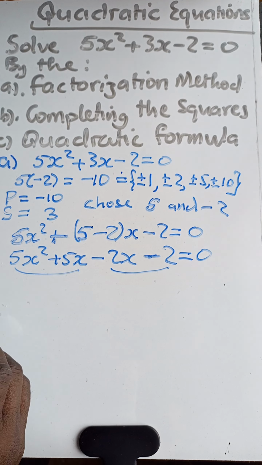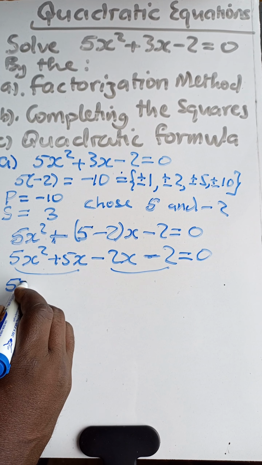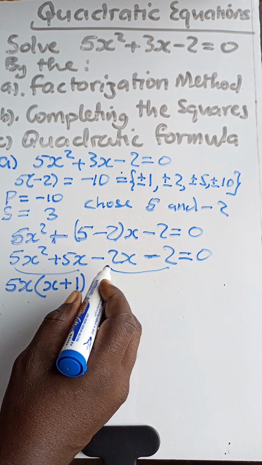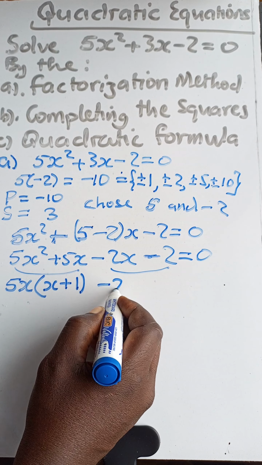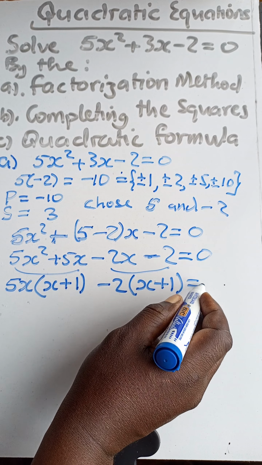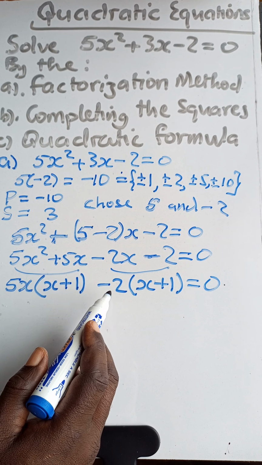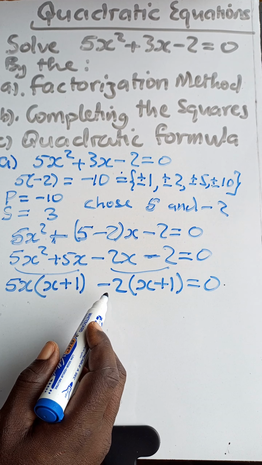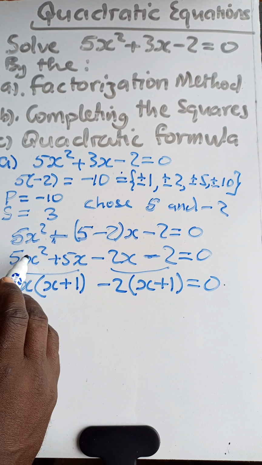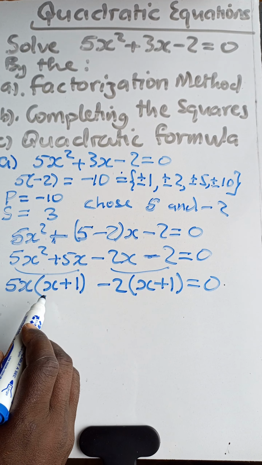Now let us start factorizing. We factorize the first pair, and then we factorize the next pair. Here we have 5x common: 5x into x plus 1. And then here we have negative 2 common: negative 2 into x plus 1 equal to 0. Once more, you should always check to be sure that your factorization is correct. If we multiply this out, do we get that one there? 5x multiplied by x is 5x squared. 5x multiplied by 1 is 5x. So this factorization is correct.